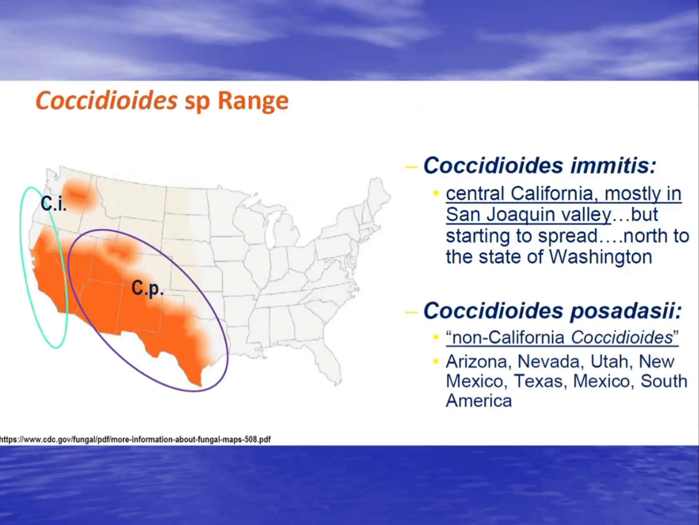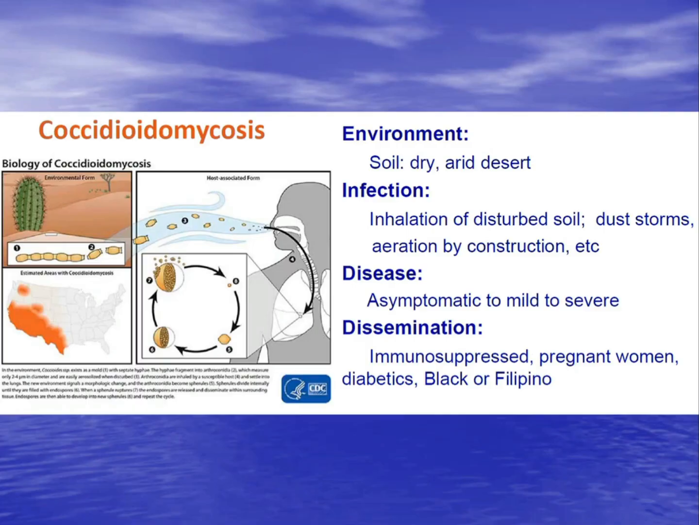And if you really want to know the epidemiology, posadasii is more in Arizona, Mexico, Texas, South America, and immitis is more in California, the state of Washington, etc., the San Joaquin Valley. So there's the cocci CDC slide showing you the location in the cactus in the desert.